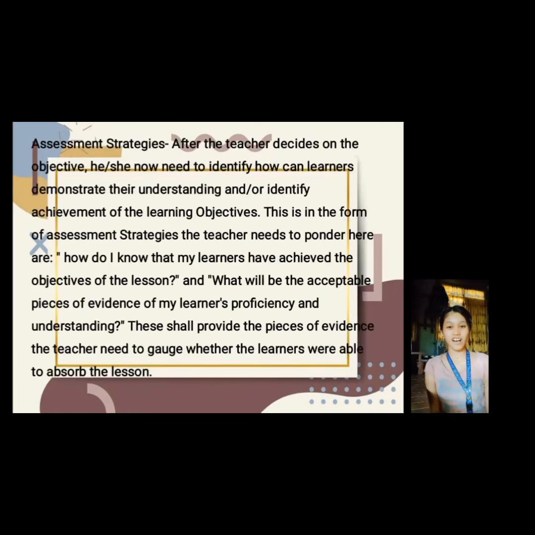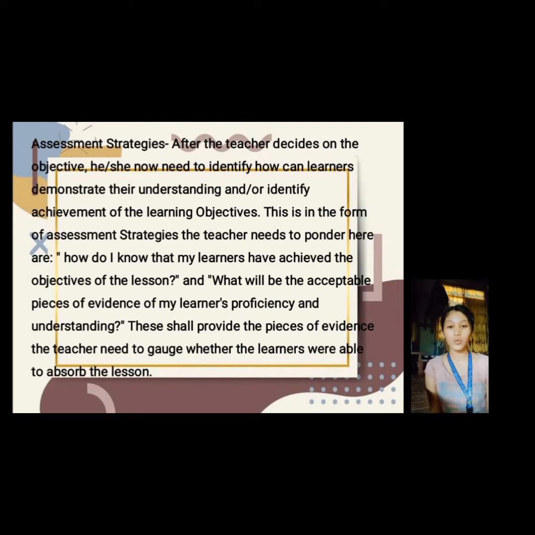So next is the assessment strategies. After the teacher decides on the objective, he or she now needs to identify how learners can demonstrate their understanding or show achievement of the learning objectives. This is the form of assessment strategies that the teacher needs to ponder.